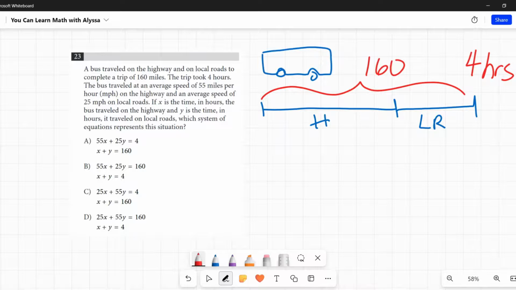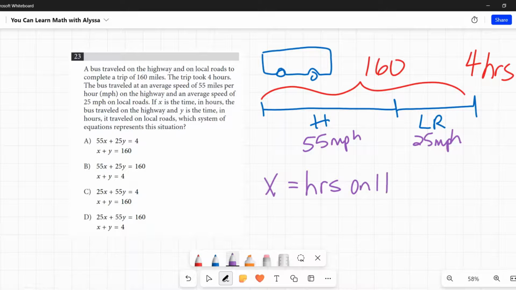The bus traveled at an average speed of 55 miles per hour on the highway. Okay, so here it's going 55 miles per hour. And on the local roads, average speed of 25 miles per hour on the local roads, okay? If X is the time in hours, so X equals hours on highway, that the bus traveled on the highway, and Y is the time in hours that it traveled on local roads, which system of equations represents this situation?